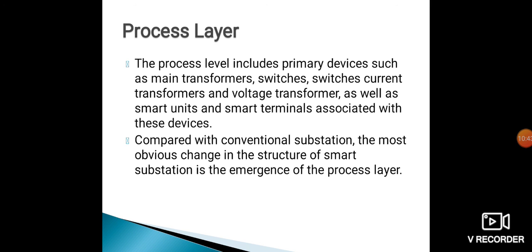So this was all about unit number 2, smart grid, in which we have studied about smart grid, microgrid, distributed generation system and smart substation.